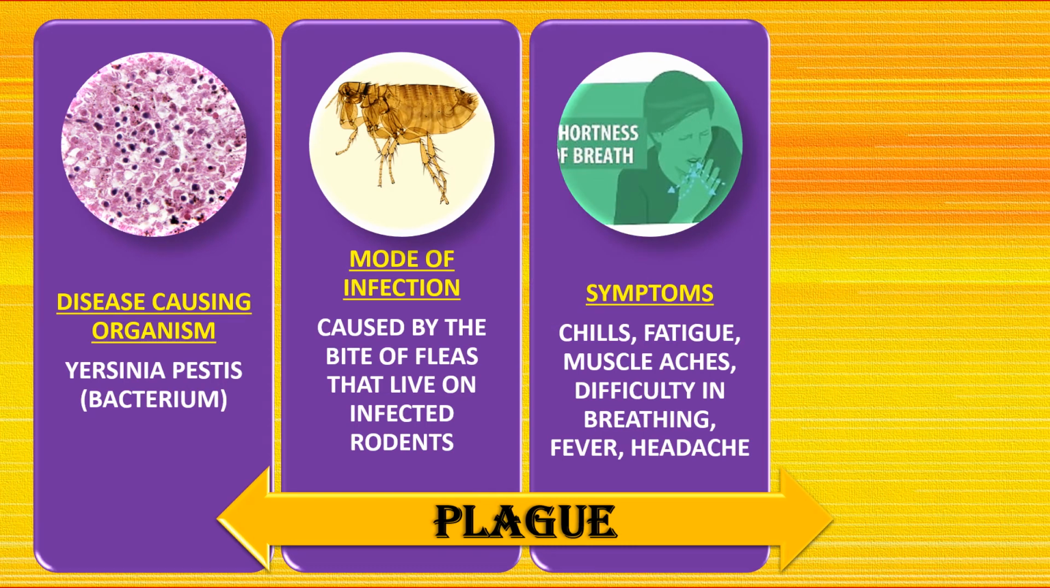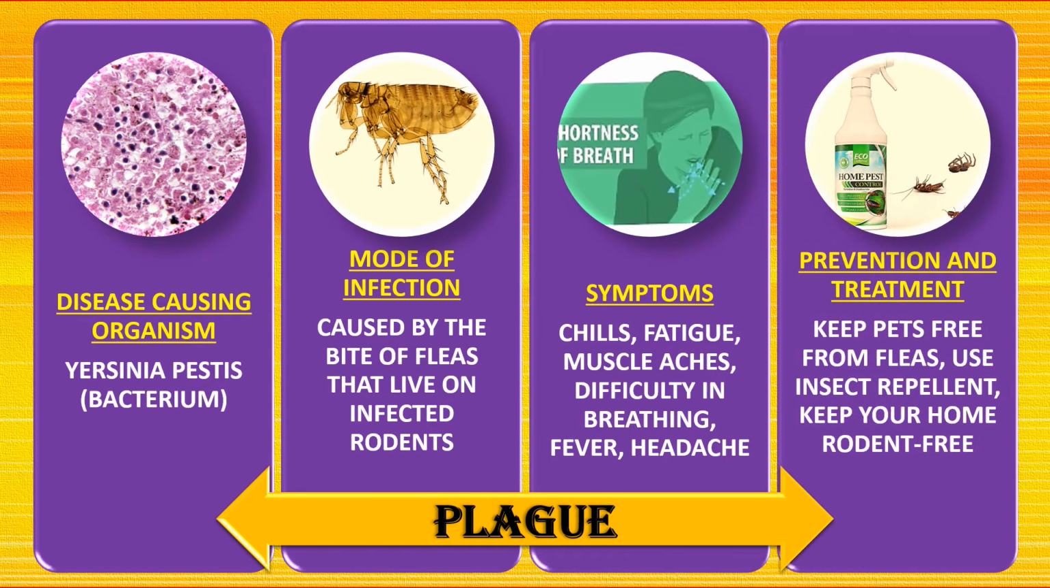The symptoms are chills, that is, again you feel cold and shivery, fatigue, which means extreme tiredness, muscle aches, difficulty in breathing, fever, and headache. How to prevent this disease called plague? Keep pets free from fleas. So if you have a dog or rabbit or any other pet in the house, check and see whether they have fleas. There are medications and things that you can use on pets to keep the fleas away from them. We can also use insect repellents, such as HIT and other things.